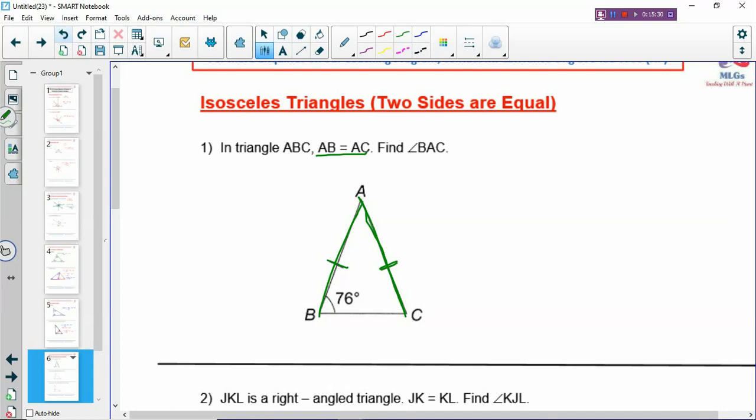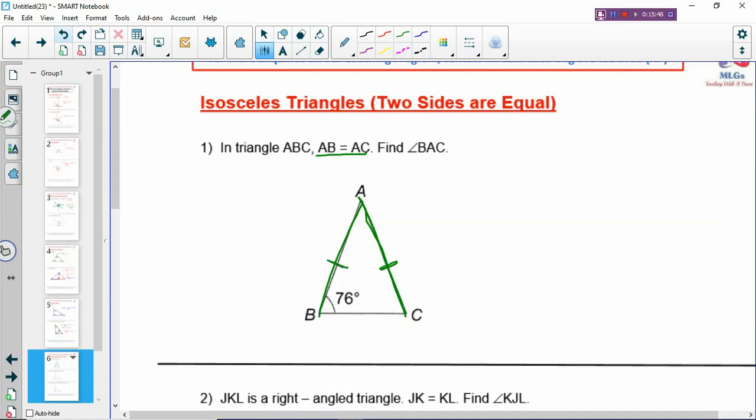Now, pupils have a very common mistake that students will make. They cannot recognize which two angles are equal in the isosceles triangle. They always get it confused. So how do you not get confused? How do you know which two angles are equal?